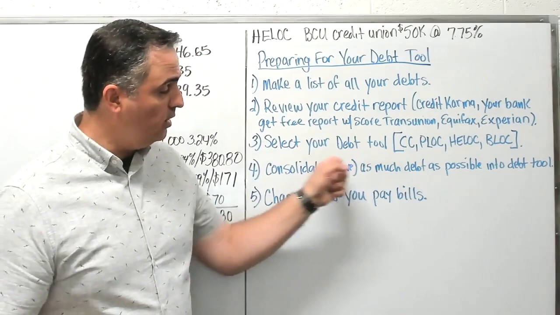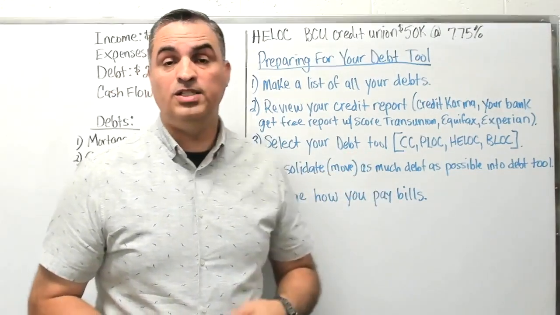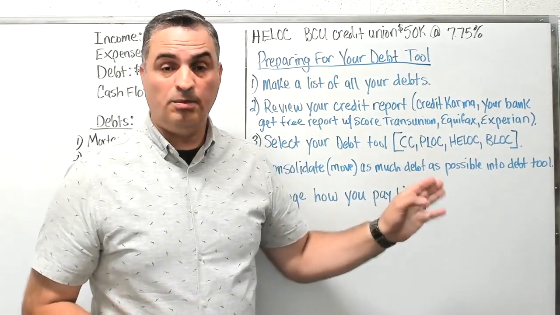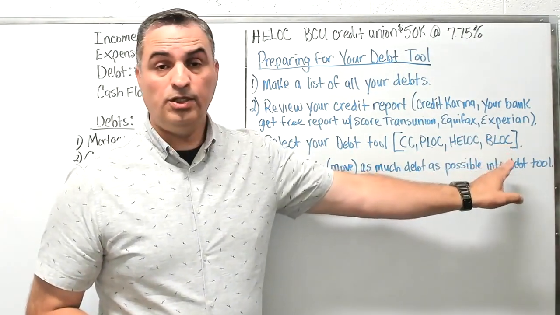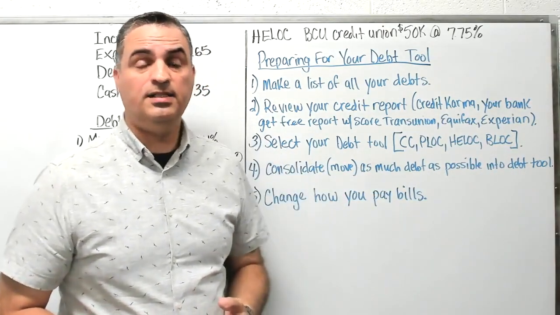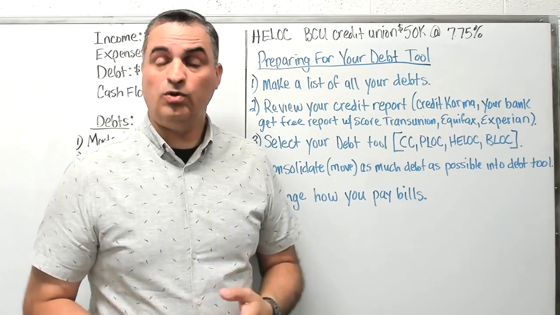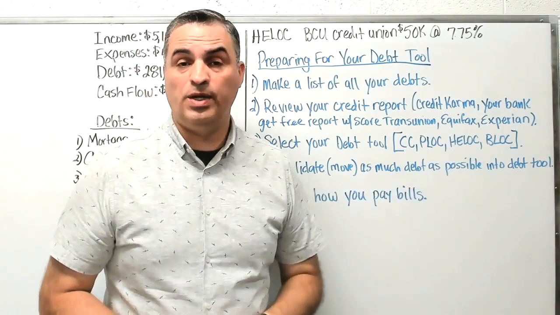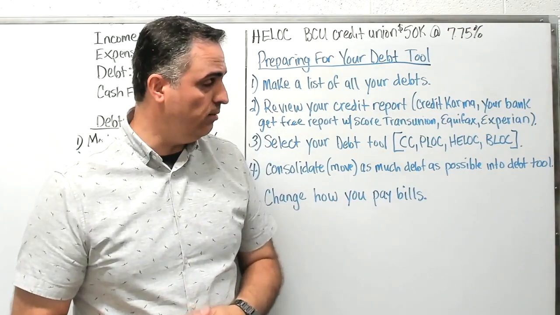Right, moving right along, now we come to the point where you want to select your debt tool. So there's four that I usually talk about. Now, if you're a business owner, you can leverage a business line of credit in many cases. And if you are not a business owner, but you have a home, you could still leverage a home equity line of credit. All you have to do is be a homeowner to be able to do that.